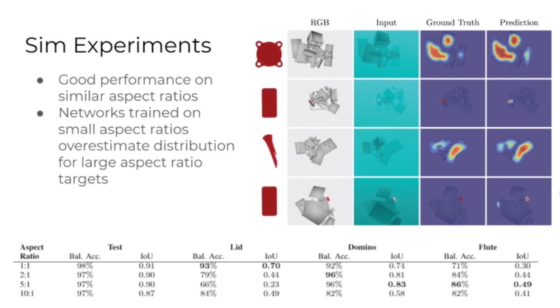We also evaluate the performance of the network channels that are mismatched with the target object aspect ratio, such as evaluating the 5-to-1 channel on the lid, and find that in general, channels for smaller aspect ratios such as 1-to-1 or 2-to-1 tend to overestimate the distribution for larger aspect ratio targets. However, channels for larger aspect ratio objects perform relatively consistently across different aspect ratios, even ones that are much smaller.